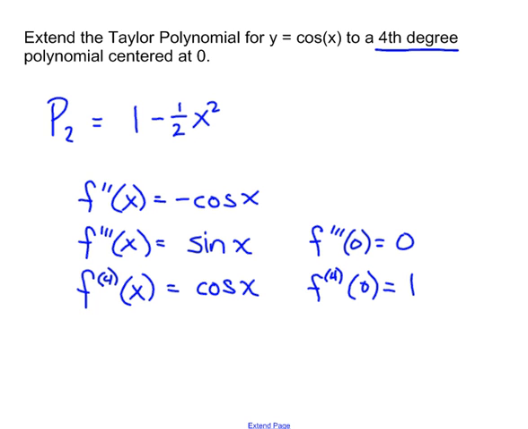So I take that polynomial I have up above, 1 minus 1/2 x squared, and now I'm going to add the third derivative term, which I'll write in for now.